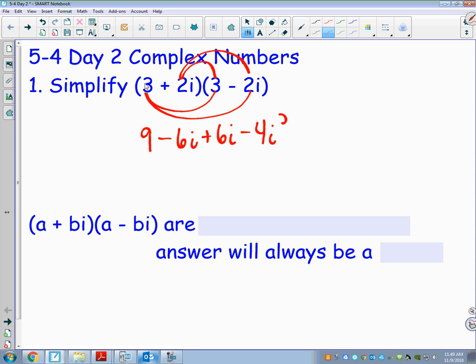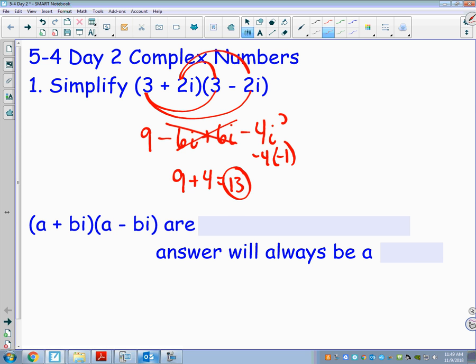So look at the middle here. Negative 6i plus 6i cancels out. And i squared, remember, is negative 1. So that becomes 9 plus 4, which means the answer to this is 13, which is kind of cool.